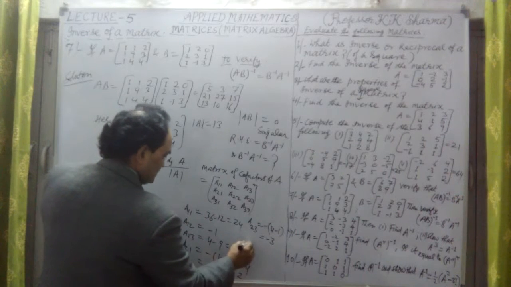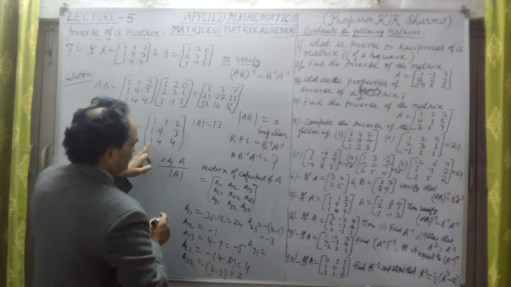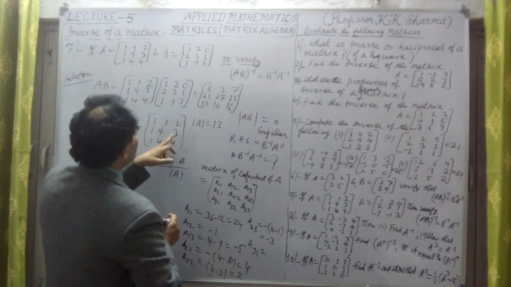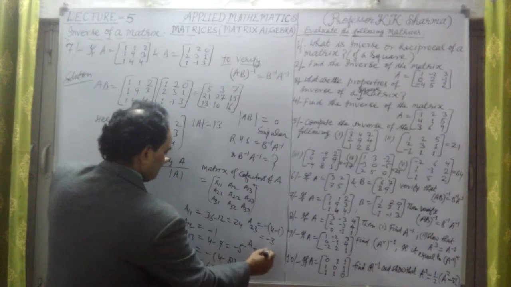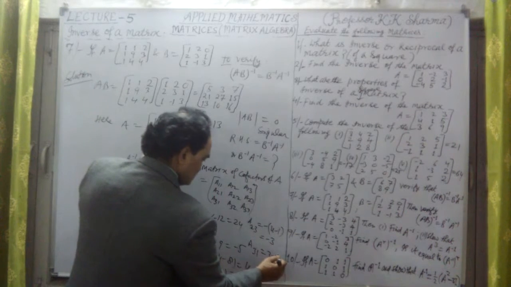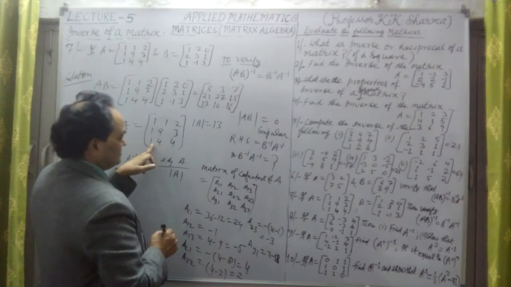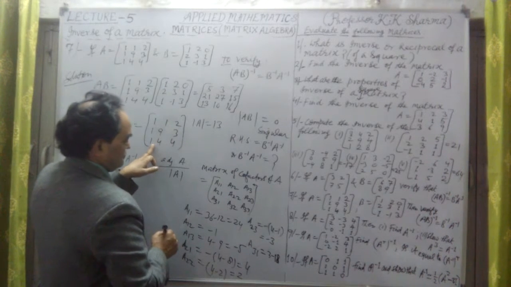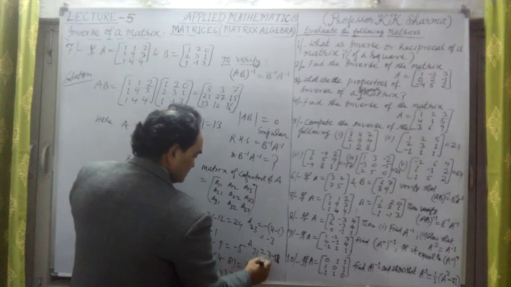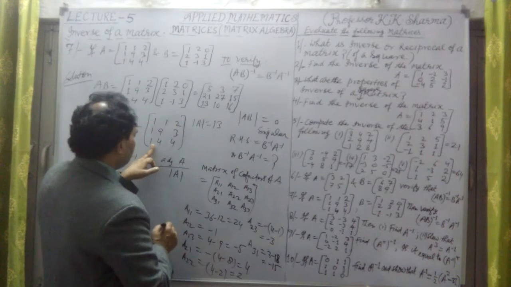Minus 3. Then A31. A31 for 1, the cofactor for 1 is 3 times 1 is 3 minus 18. 3 minus 18. It is a positive value. A31 is positive, for 3 plus 1 is positive here. So the value comes out to be negative. It is minus 15. Minus 18 plus 3 means minus 15.